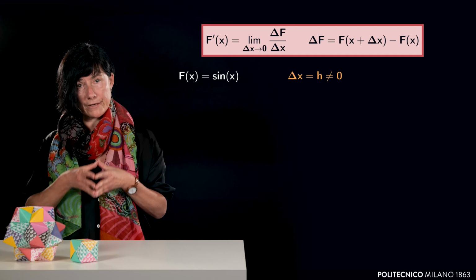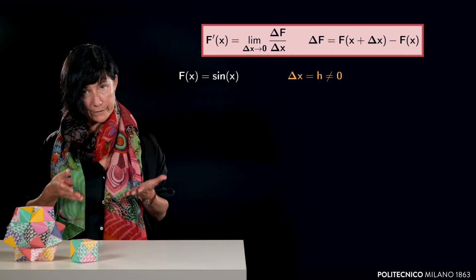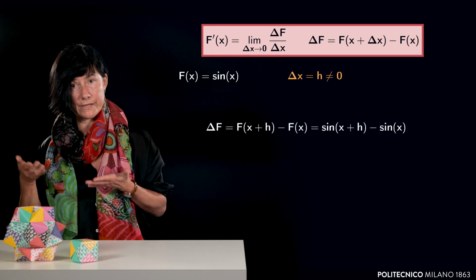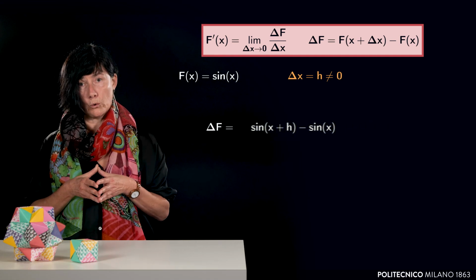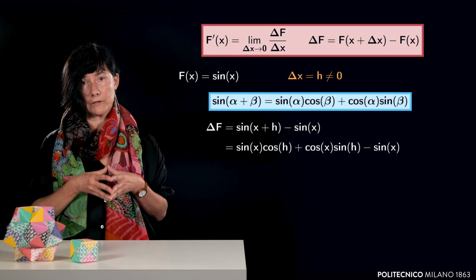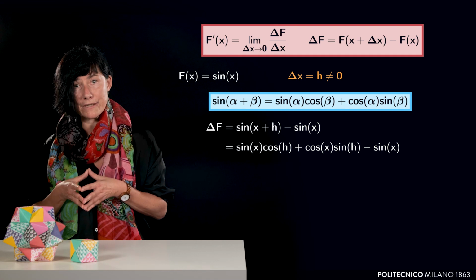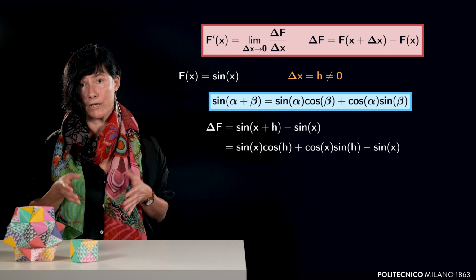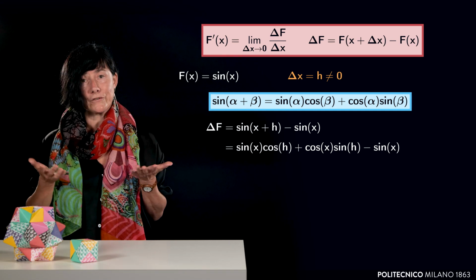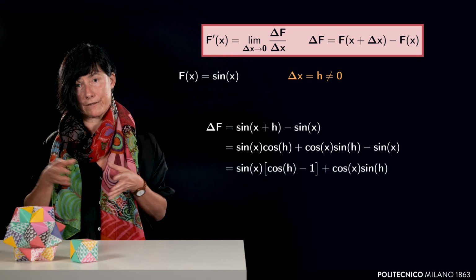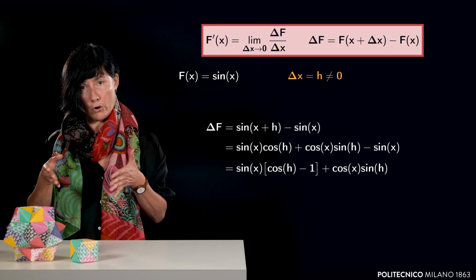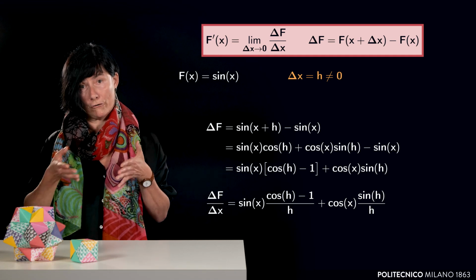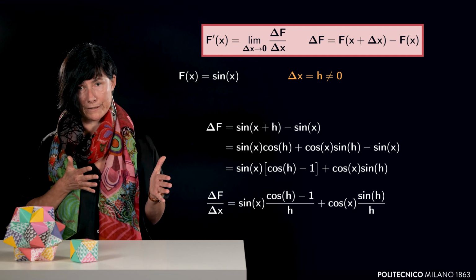Here we set delta x equal to h and compute the corresponding variation of f, that is sine of x plus h minus sine x. First of all, we exploit the addition formula to write delta f as sine x times cosine h plus cosine x times sine h minus sine x. Isolating sine x in the first and last term, we write delta f in this form. So, dividing by h, we obtain the difference quotient of f as the sum of these two pieces.